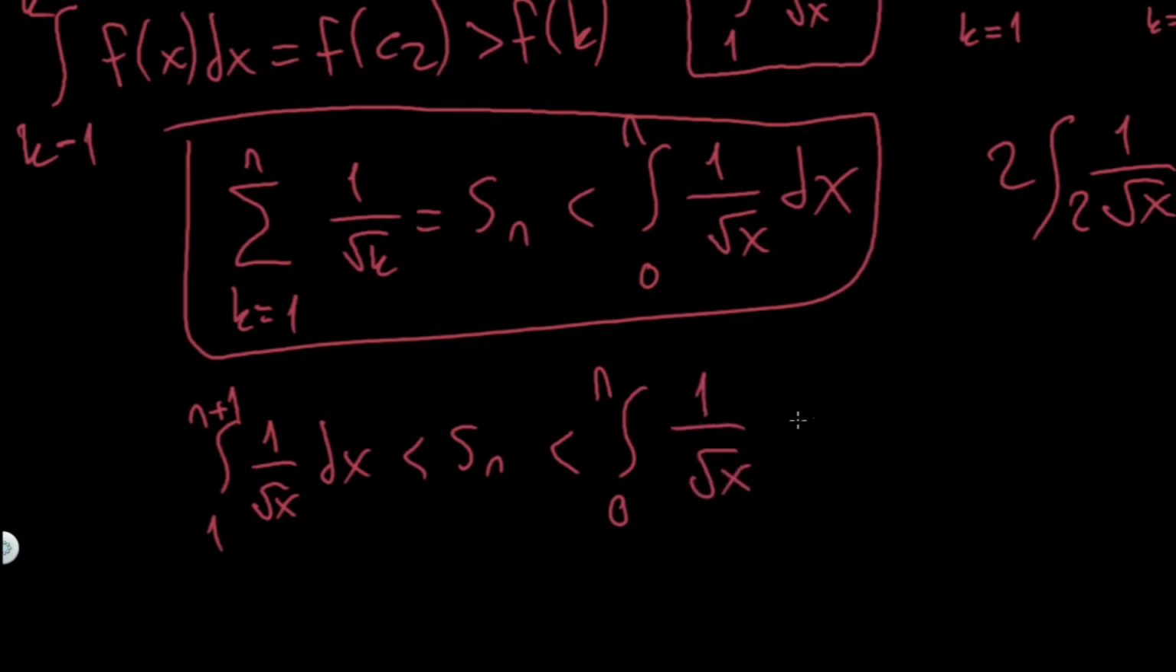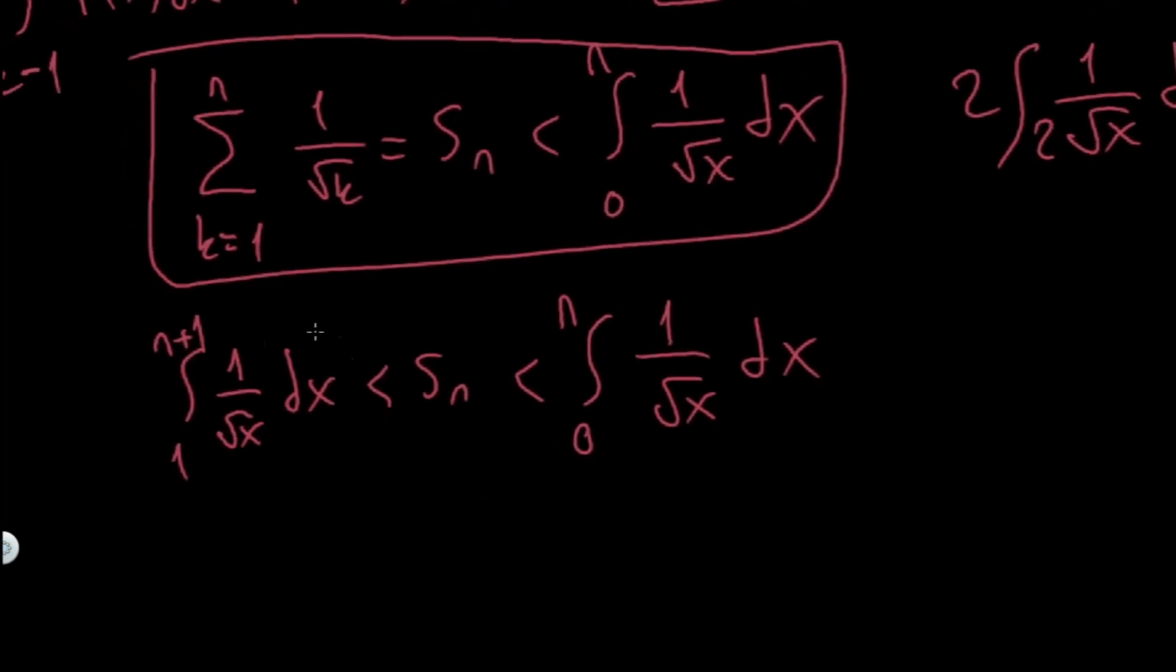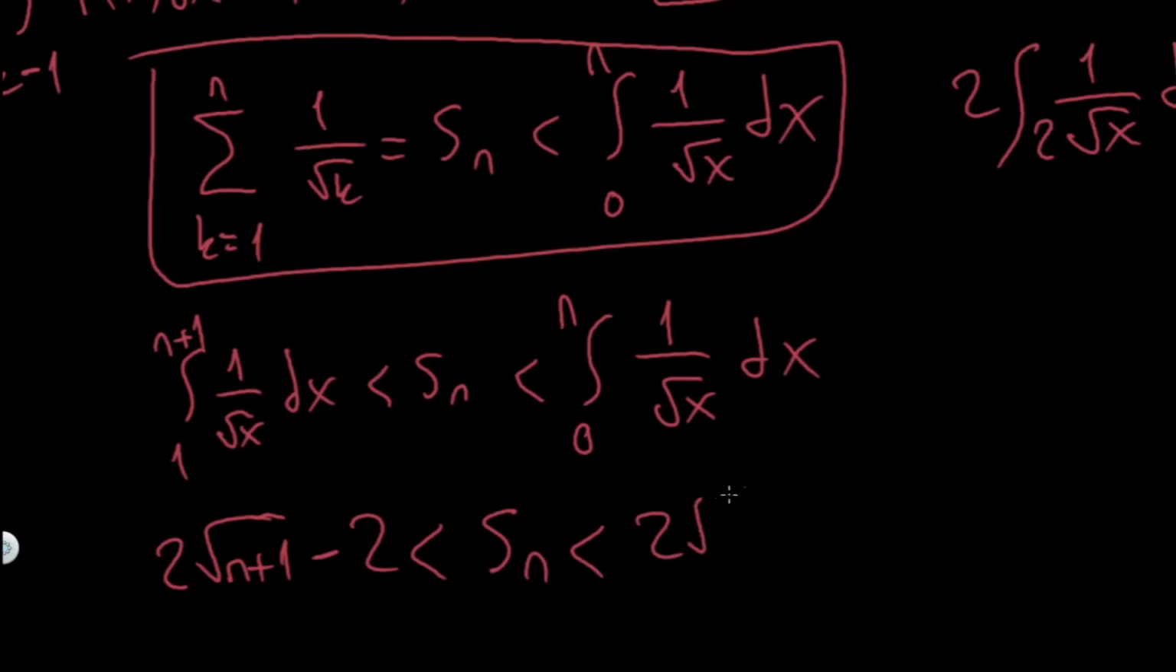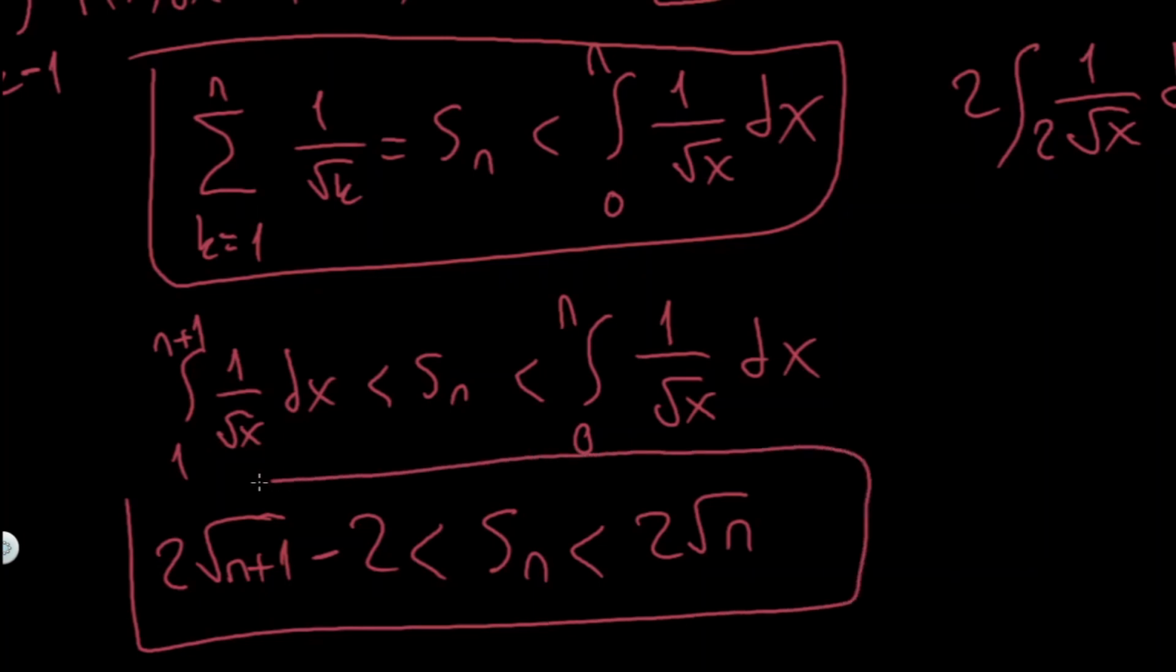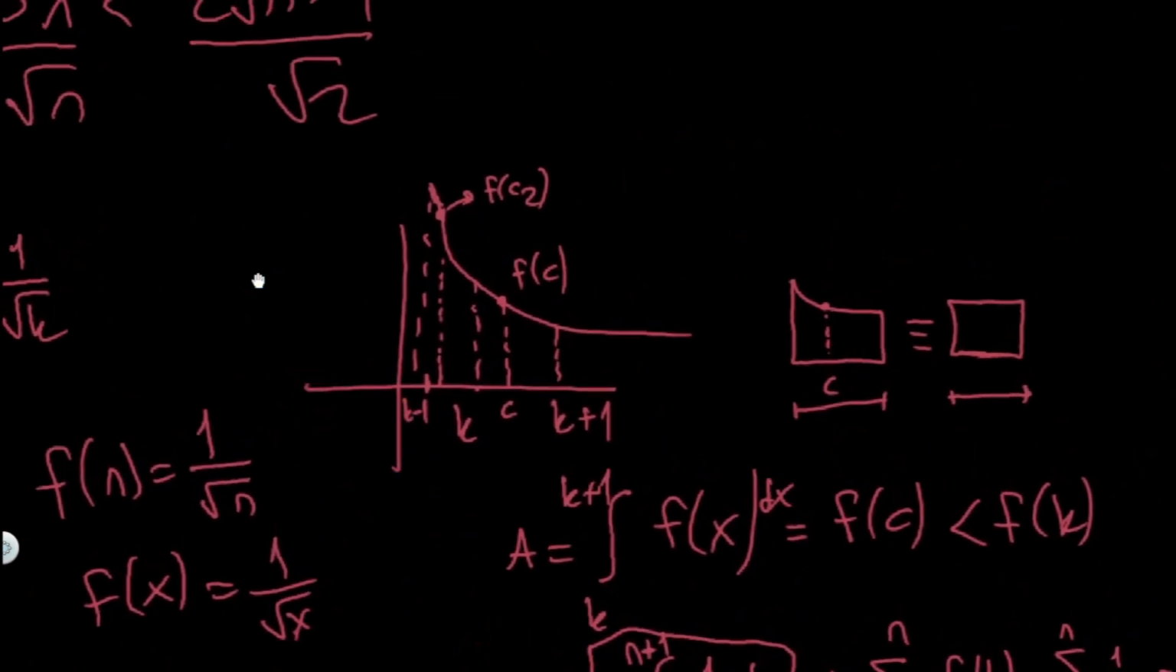So I have 1 over square root of x dx. And so I found that this integral is just 2 square root of x. So this integral is going to be 2 square root of n plus 1. And if I put 1, it's going to be minus 2, less than Sn, less than 2 square root of n minus 0. Okay, so we found pretty similar bounds for Sn. Let's go up and compare them.